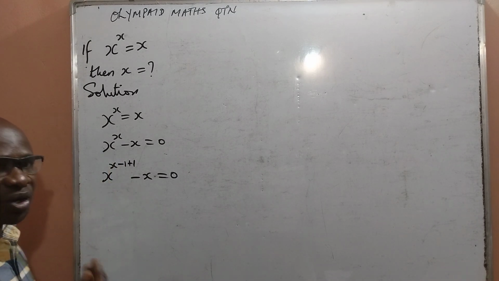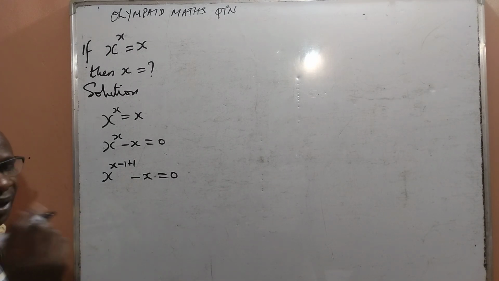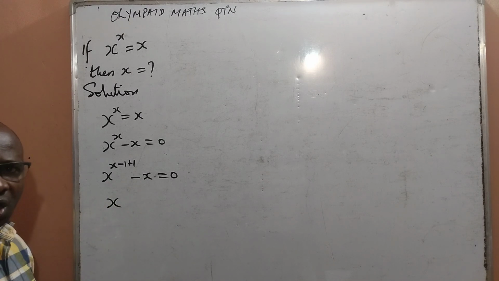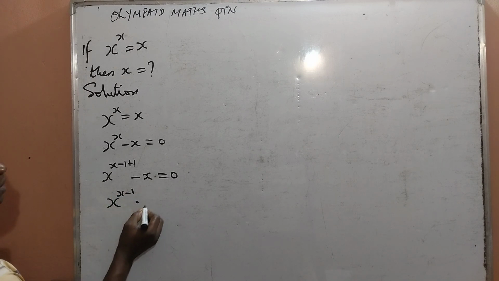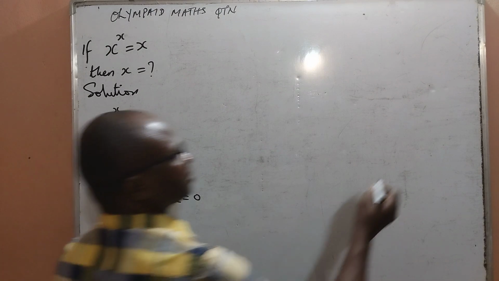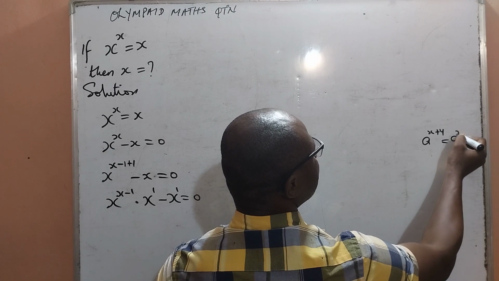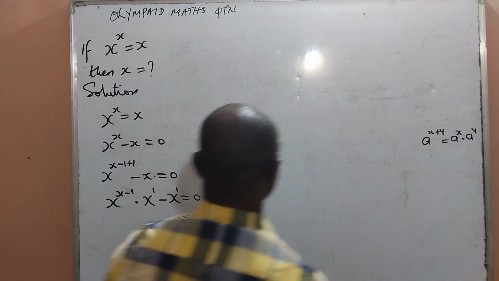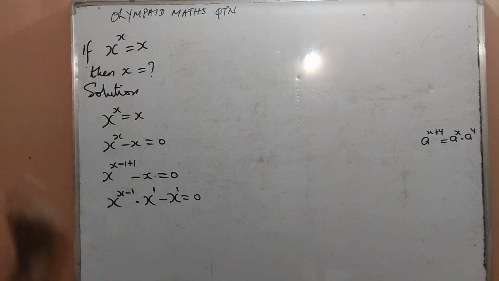So this approach is to achieve something, to actually get the value of x. Now, what I will do next is to apply the law of indices, and this becomes x raised to power x minus 1, multiplied by x raised to power 1, then minus x raised to power 1 is equal to 0. What have I done? a raised to power x plus y is equal to a raised to power x multiplied by a raised to power y. So x raised to power x minus 1 is this, multiplied by x raised to power 1.